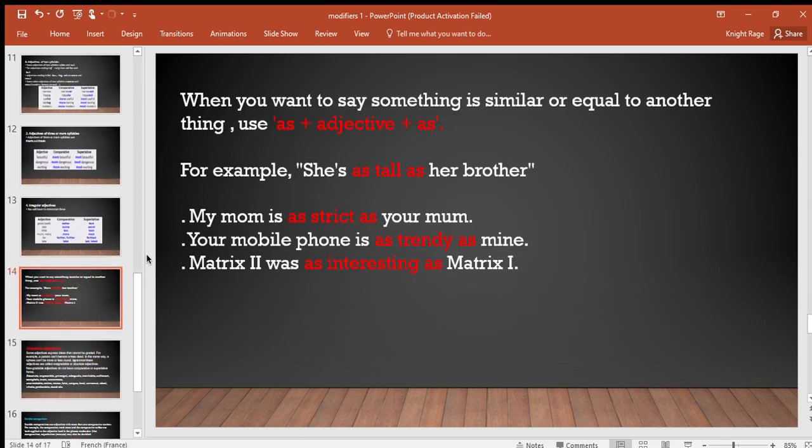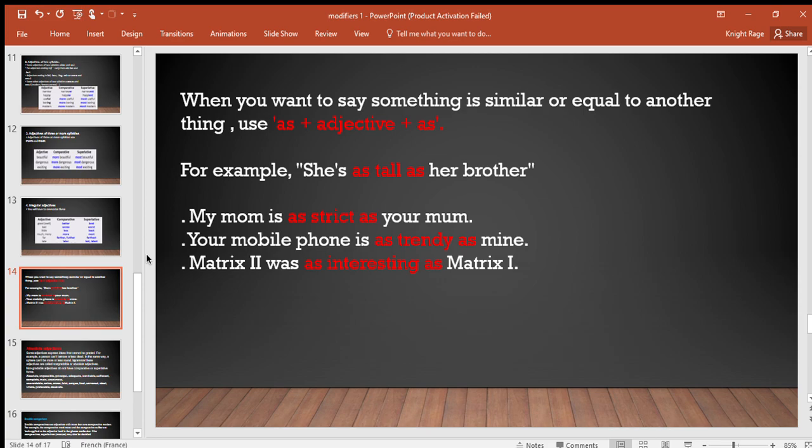Now, when you want to say something is similar or equal to another thing, use as plus adjective plus as. For example, she is as tall as her brother. My mom is as strict as your mom. Your mobile phone is as trendy as mine. Matrix 2 was as interesting as Matrix 1.